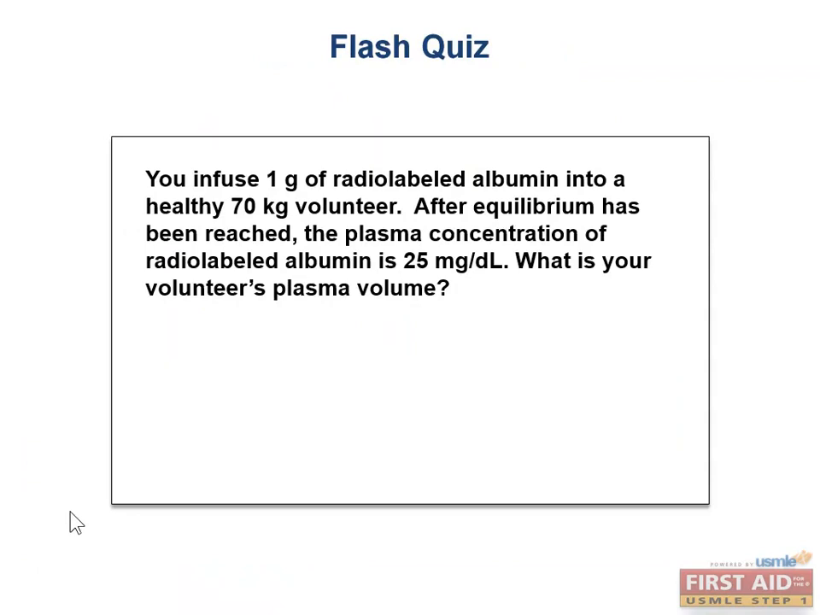Let's try another practice problem. You infuse 1 gram of radiolabeled albumin into a healthy 70 kilogram volunteer. I hope he's still healthy afterwards. After equilibrium has been reached, the plasma concentration of radiolabeled albumin is 25 mg per deciliter. What is your volunteer's plasma volume?